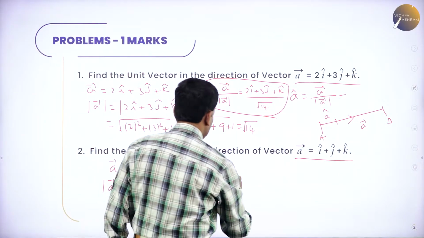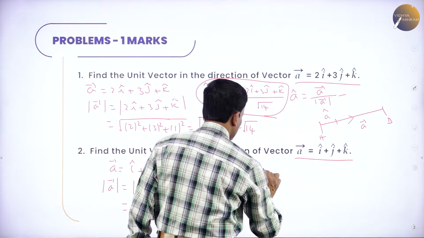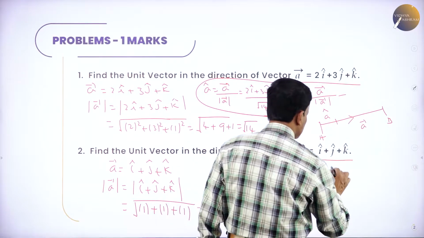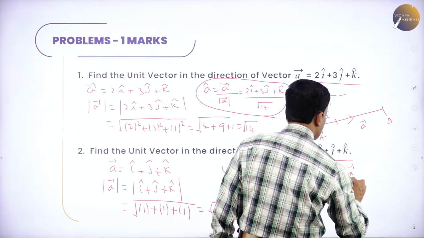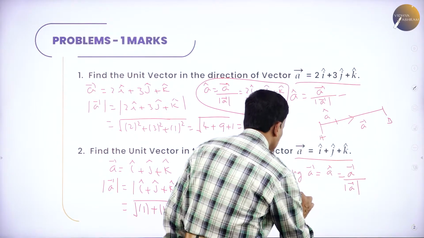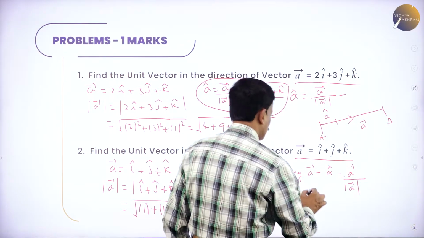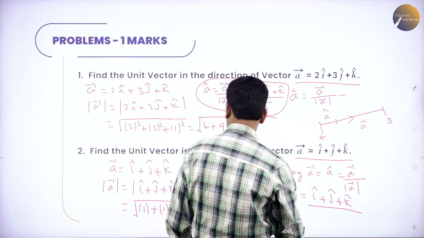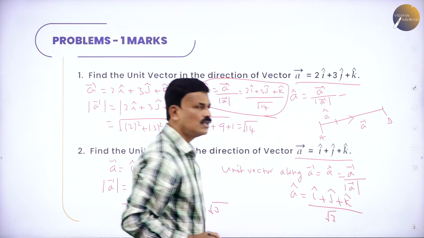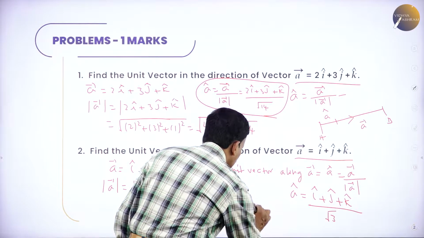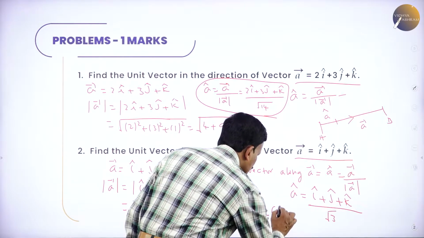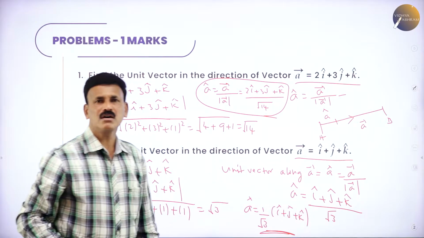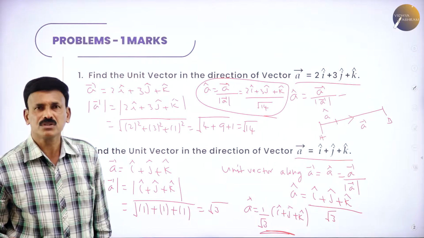So the unit vector along vector A is equal to A cap. A cap is vector A divided by the length of vector A. So therefore unit vector A cap is equal to vector A, i plus j plus k, divided by its own length, root 3. This can also be written as A cap is equal to 1 over root 3 times i cap plus j cap plus k cap. This is the required answer for this problem. Hope you followed. That's it.